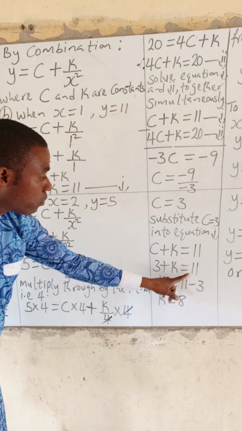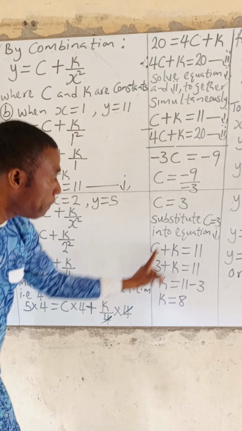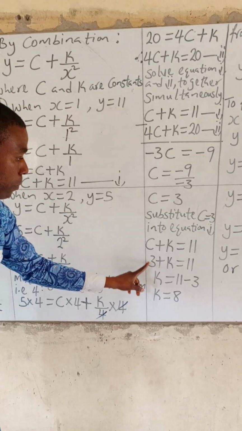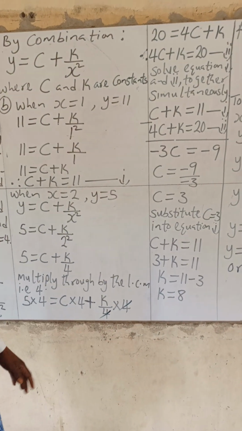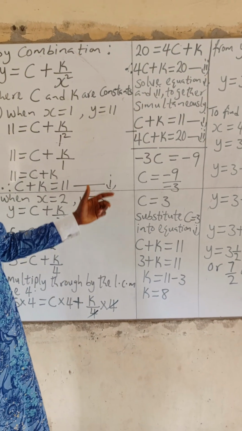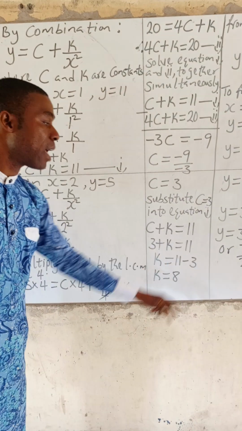So K equals 11 minus 3, because when plus moves to the other side it becomes negative. 11 minus 3 gives us 8. So the two constants now, C and K: we've gotten C as 3, our K as 8.